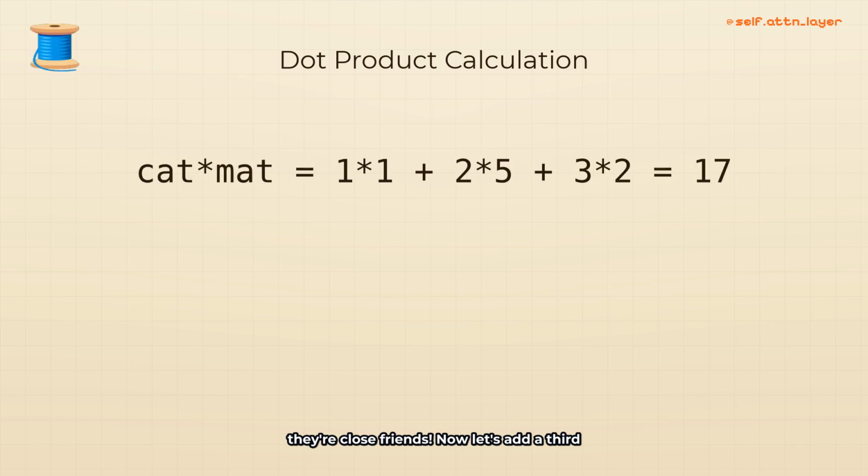Now let's add a third word, Matt, with vector 1, 5, 2. Let's ask how much cat belongs with Matt. Dot product time. 1 times 1 plus 2 times 5 plus 3 times 2 is equal to 1 plus 10 plus 6 is equal to 17. Lower score means cat and Matt are more like distant cousins.